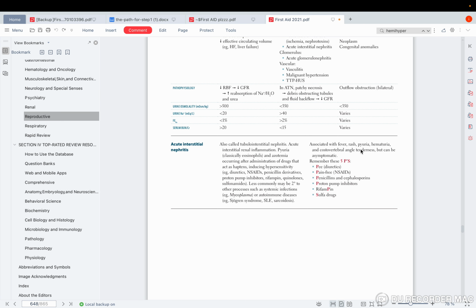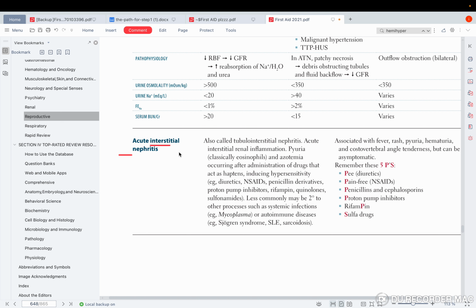Speaking now about the last thing before the break, acute interstitial nephritis. I want you to know that this is basically the asthma of the kidney. It's a hypersensitivity reaction in which the kidney becomes sensitive to these substances. So acute interstitial nephritis, also called tubulointerstitial nephritis. Acute interstitial renal inflammation, okay? And pyuria, classically eosinophils. Why? Because I told you it was a type of hypersensitivity reaction.